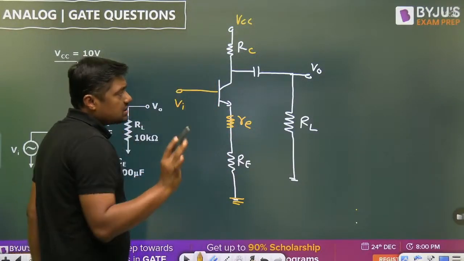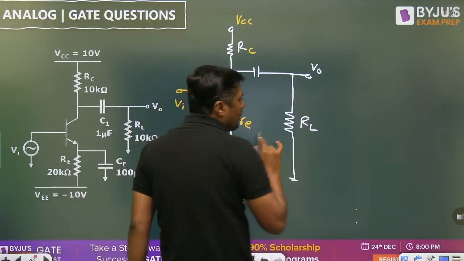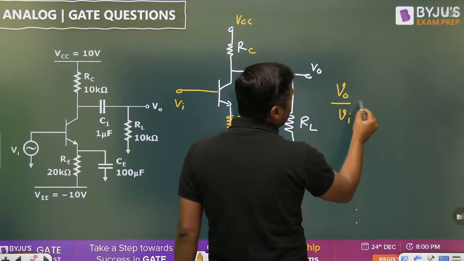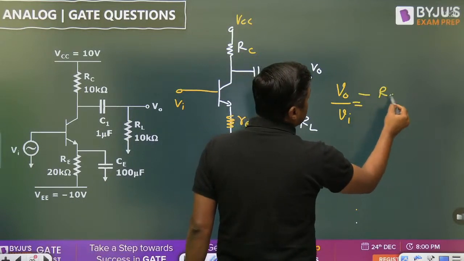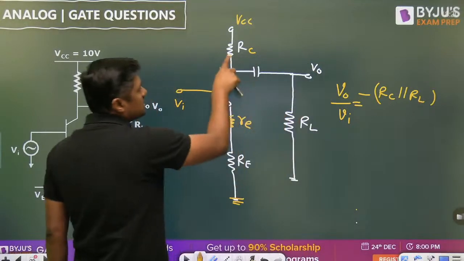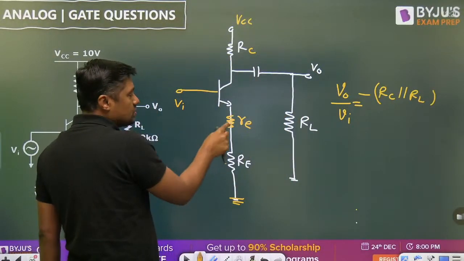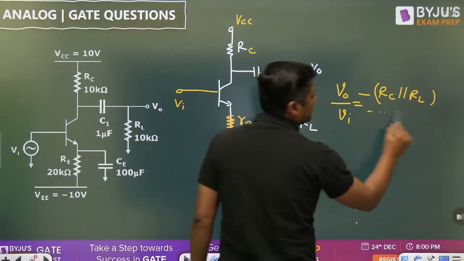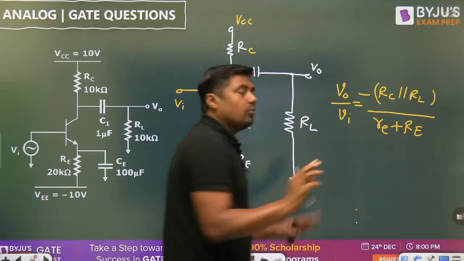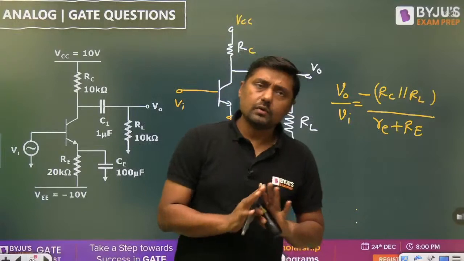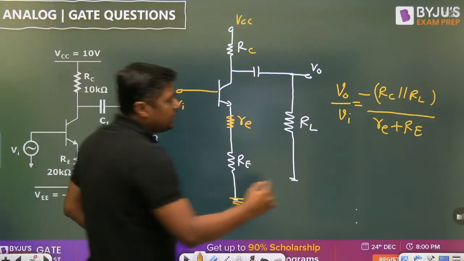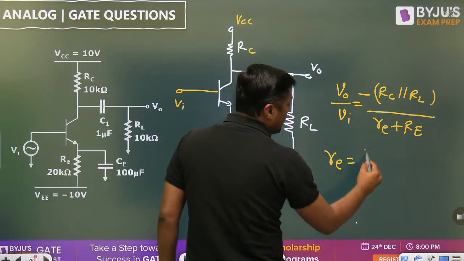So what is the general answer, electrical electronics student? Remember this formula. The V0 by Vi, that is called small signal gain. Its general formula is minus RC parallel with RL upon small re plus capital RE. That is the formula only. Now remember one thing. What is the small re? Small re is given by VT by IE.